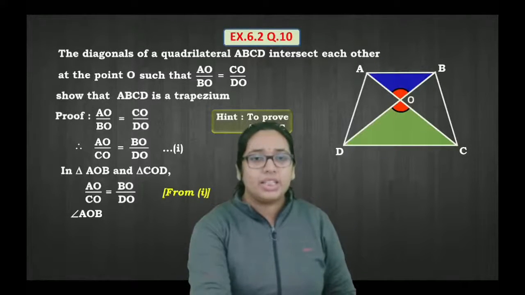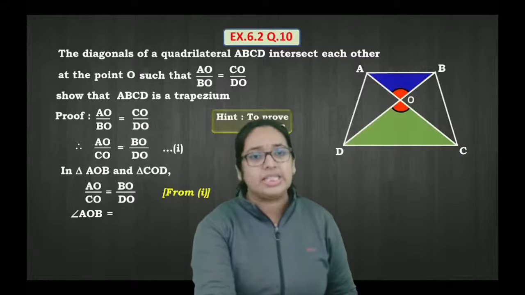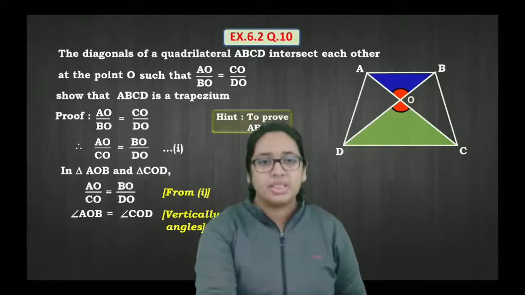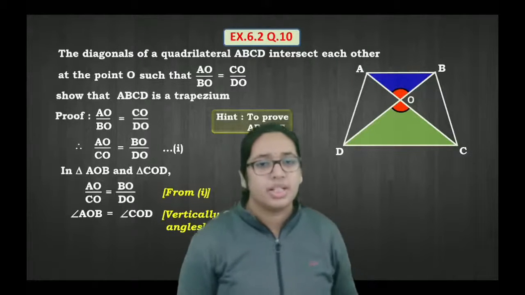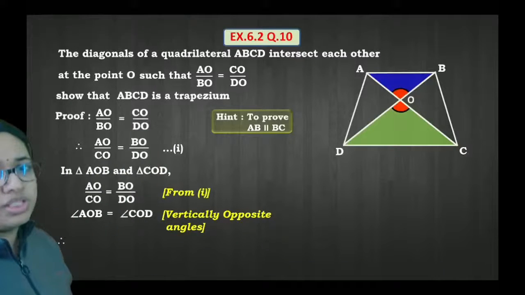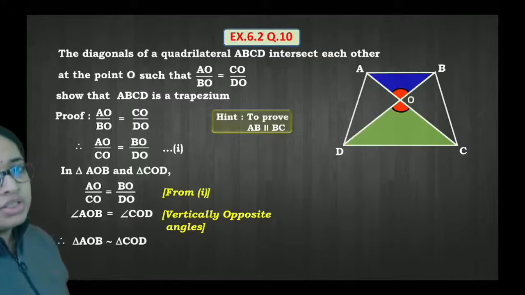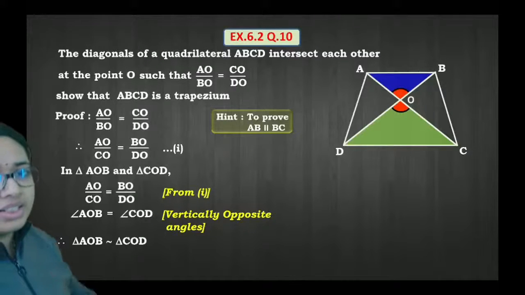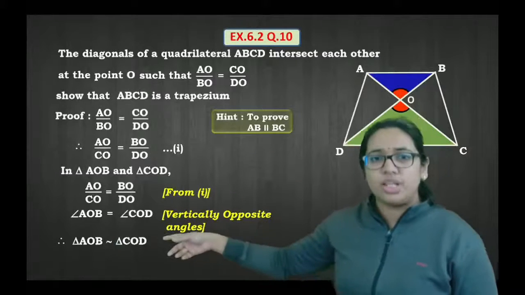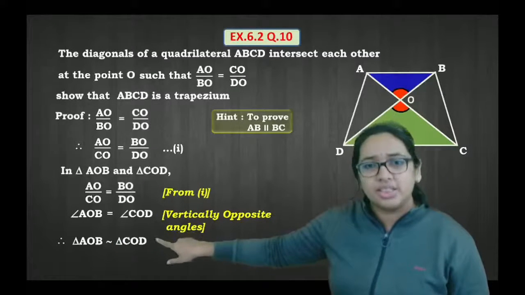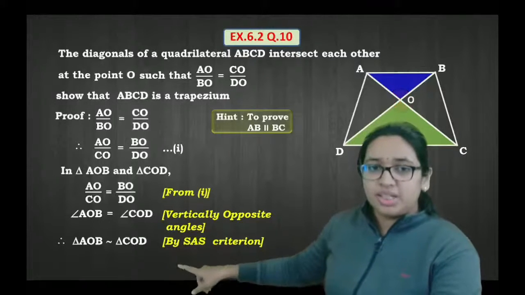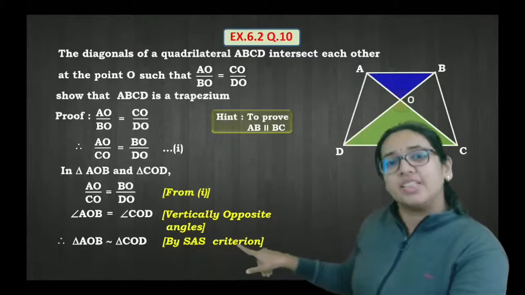So we can say that angle AOB is same as angle COD. The reason is vertically opposite angles. What will be the reason? Reason is nothing but vertically opposite angles, right? So we can say that triangle AOB and triangle COD are similar triangles, right? Getting this one? समझ में आ रहा है? By which case? By SAS criterion.